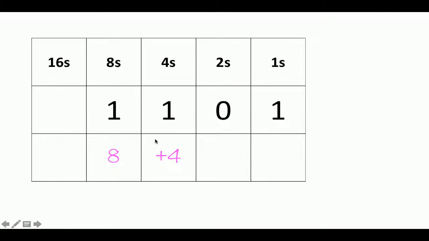This is my decimal working out row here. 8 plus 4. There are no 2s, so there's not going to be any, and then there's 1. Perfect. So all added together, 8 plus 4 plus 0 plus 1 is 13 in decimal. And my decimals are going to be magenta, this pink colour from now on. So 1101 in binary is equal to 13 in decimal.